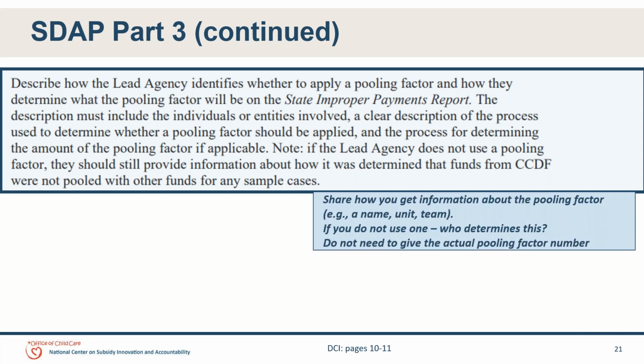Instead, share how you'll get information about the pooling factor, regardless of whether you'll be using one or not. So who determines this? Is there a fiscal person in your unit, or is it a different unit where you'd pull this information from?